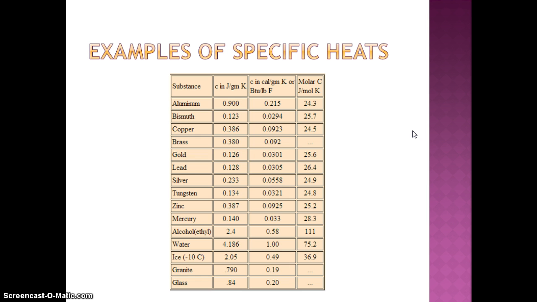We often cook with pots made of metals. Why? Because they heat up very quickly. You will also notice at the bottom some non-metals. We have granite and glass, and they have some moderate specific heats. And ice, a little bit lower than water, about half of water. And so these are some examples of the specific heats of materials that you might be using.